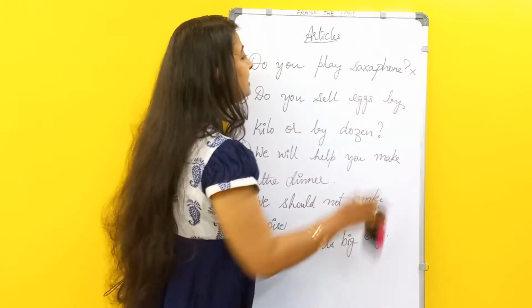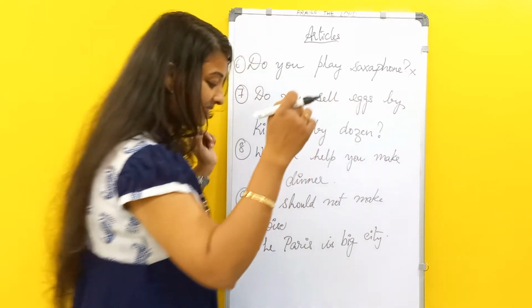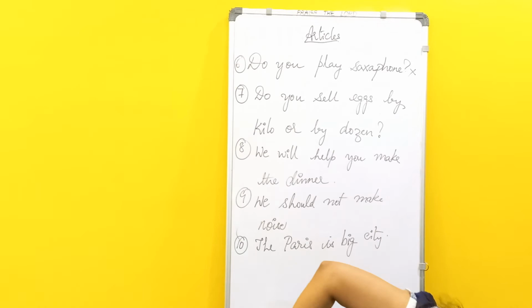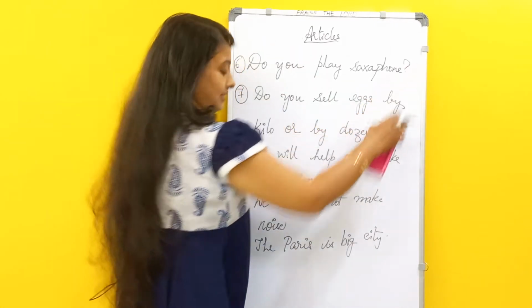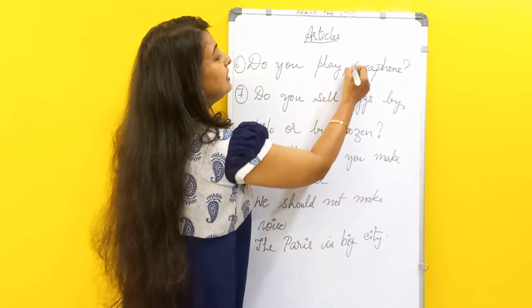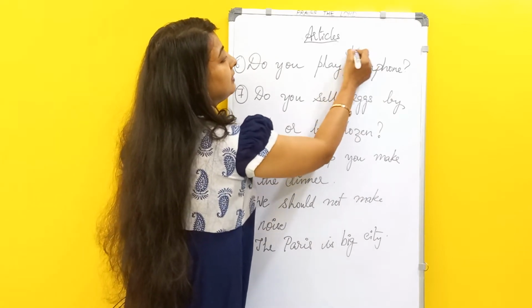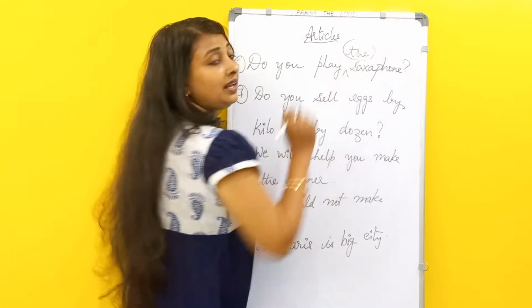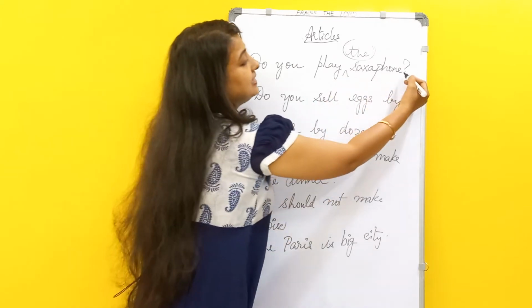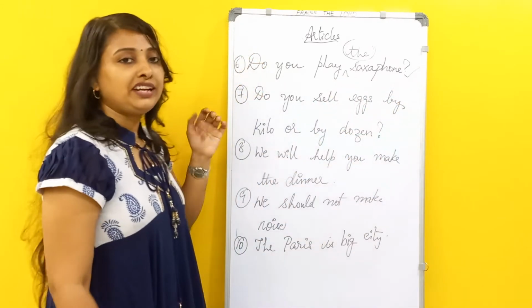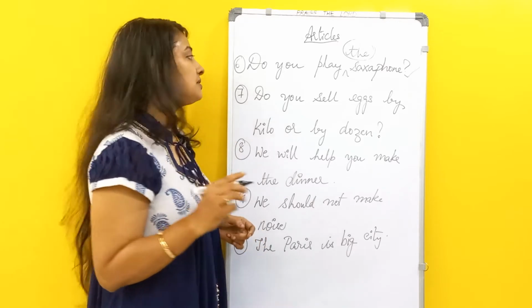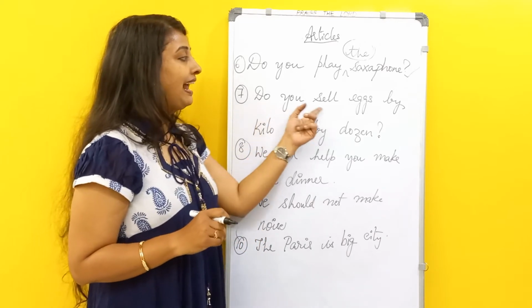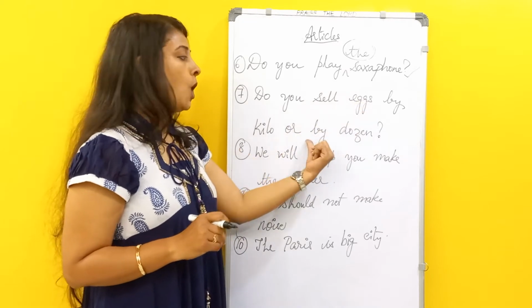To make it correct, you need to add the here. Okay? When the is added, it is correct. So, do you play the saxophone? Is correct. Right? Now, do you sell eggs by kilo or by dozen?